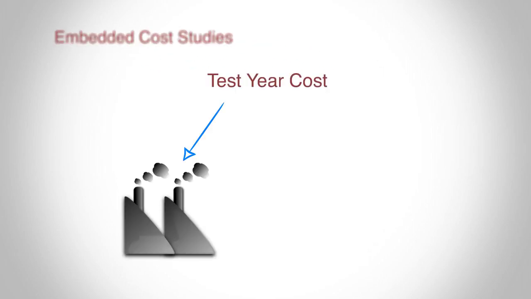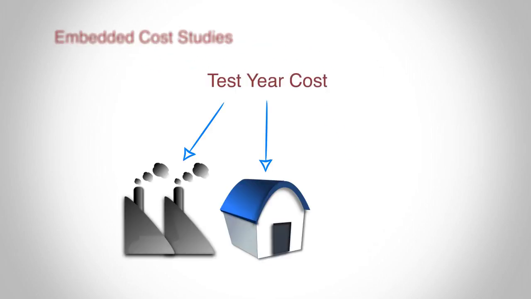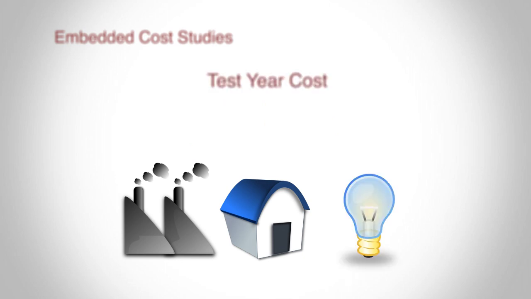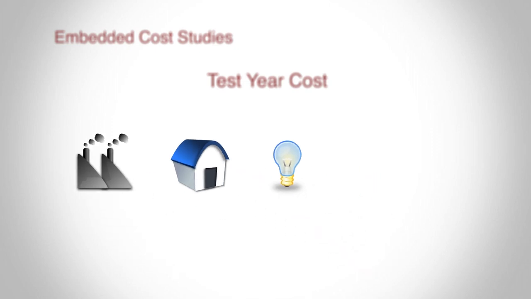First, embedded cost studies. Embedded cost studies take the test year costs and divide these costs among the customer classes. They assign each cost to the various classes of customers so that the total for all customer classes equals the revenue requirement. About 30 of 50 states in the U.S. rely on embedded cost studies to allocate costs.